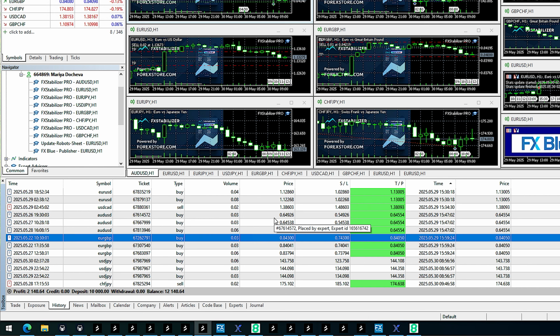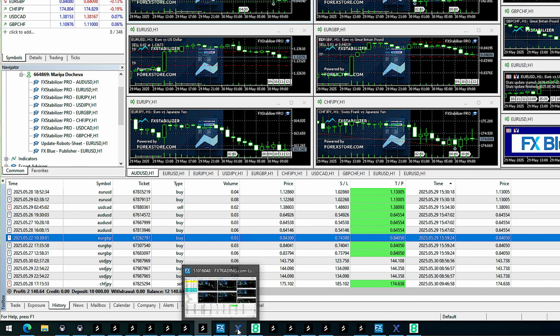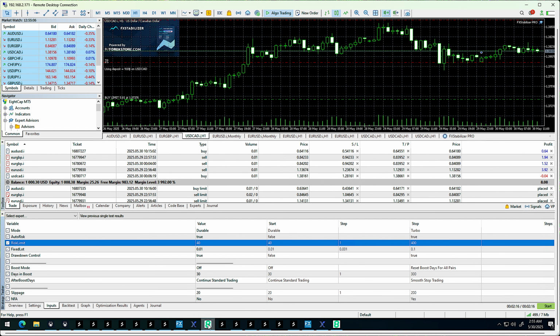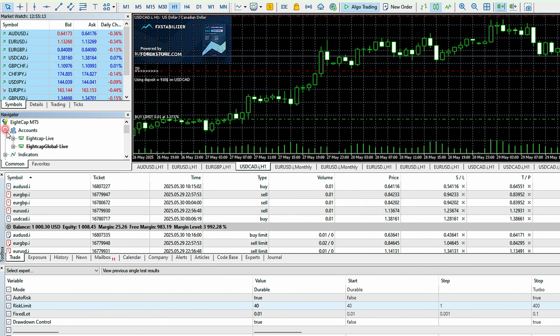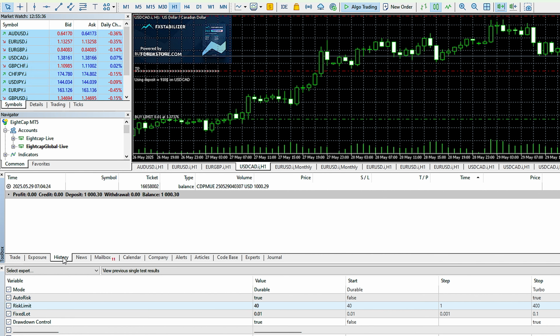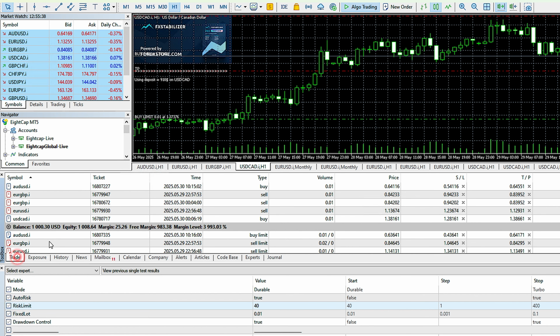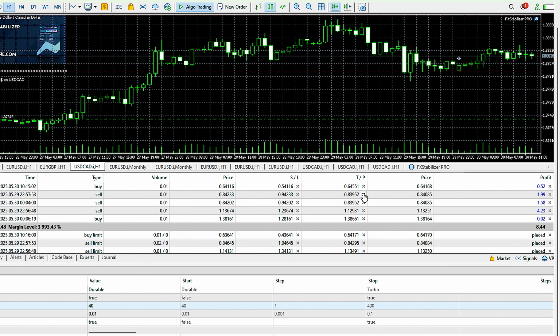And I'll go back to the VPS and I have it trading on 2 funded accounts. But before I show you those, let me show you the backtest that I performed on the live account of Eightcap. So right in here we have a live account that we started recently. You'll see that there is nothing in the history, no trades closed, but there are a few open trades. All of them are on profit.